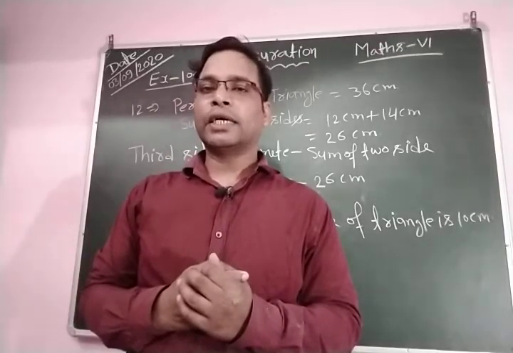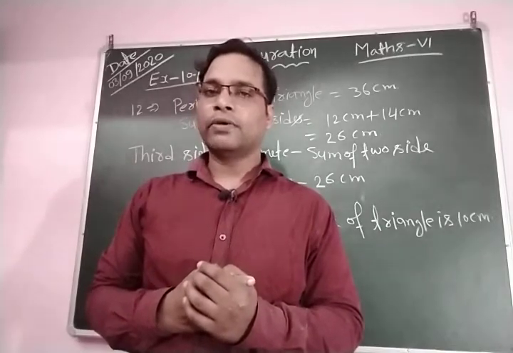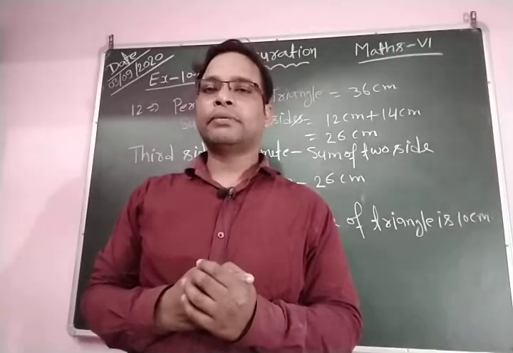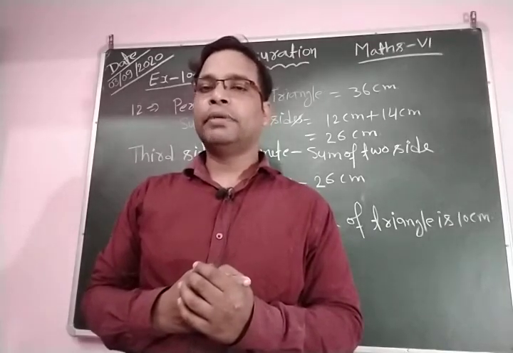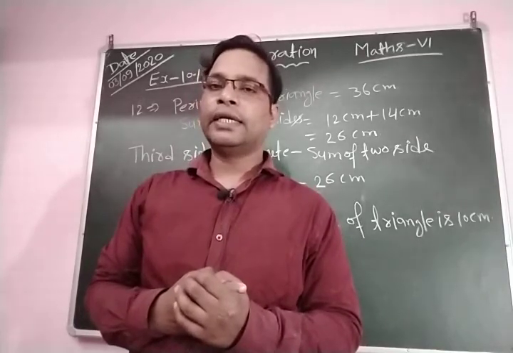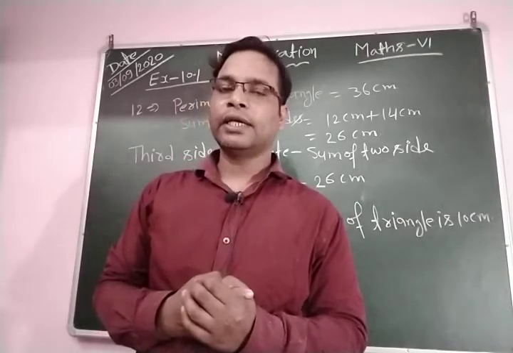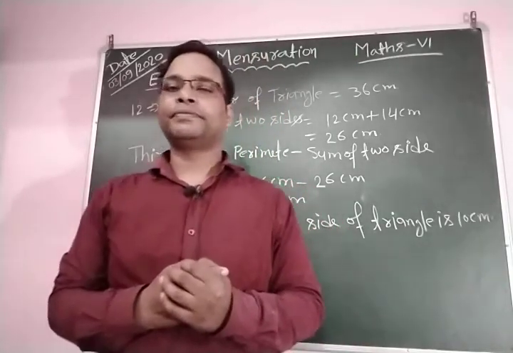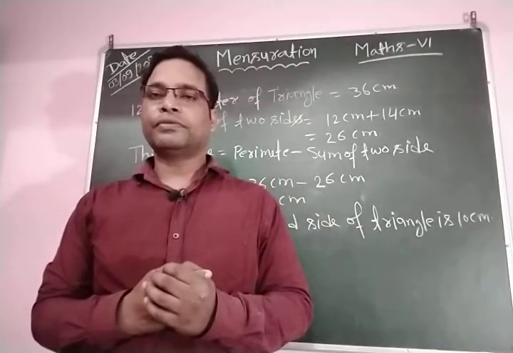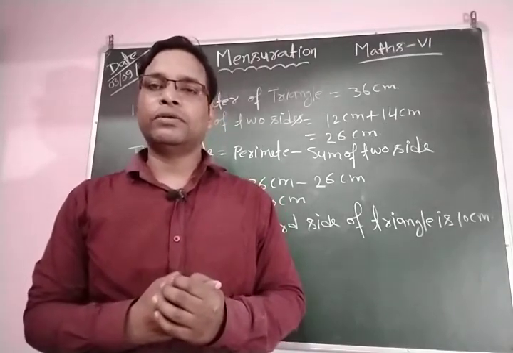So how do we find the cost of fencing? First we find the perimeter of the square park. The perimeter of a square park is equal to 4 into the length of the side. Here the length of the side is given as 250 meters, and the rate is also given as 20 rupees per meter. Then we find the cost of fencing. The cost of fencing is equal to perimeter into rate. So let's see how to do it.